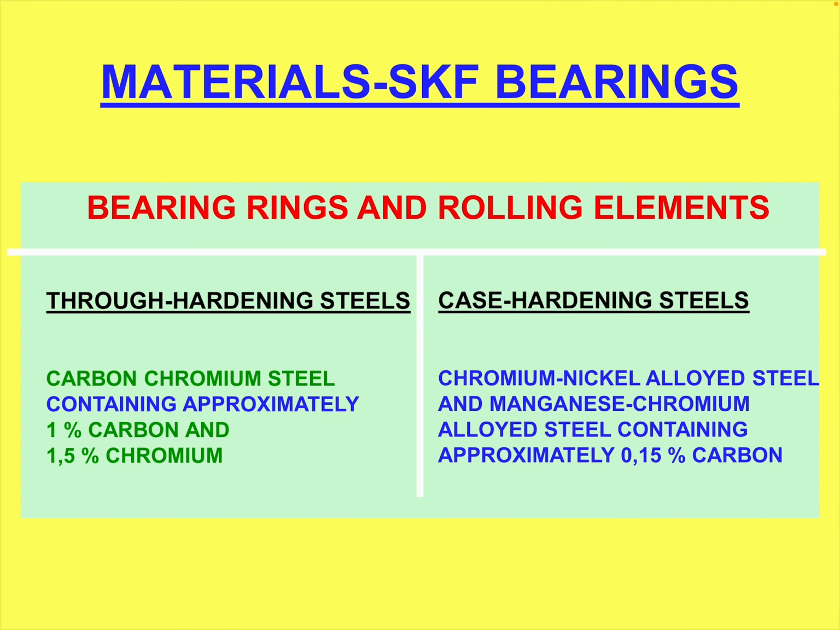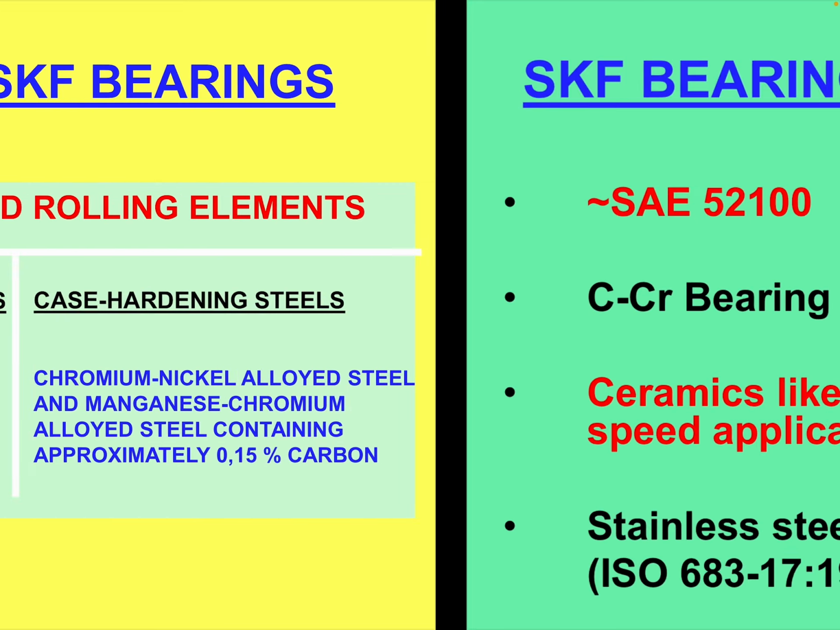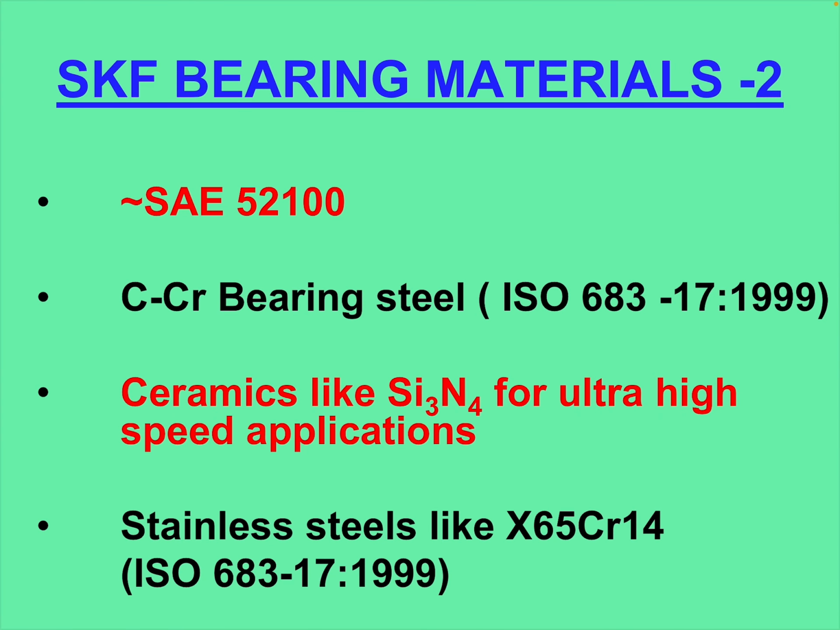Bearings like SKF bearings: rings and rolling elements. Through-hardening steel, carbon chromium steel, containing approximately 1% carbon and 1.5% chromium. Through-hardening steel, chromium-nickel alloy steel and manganese chromium alloy steel, containing approximately 0.15% carbon.